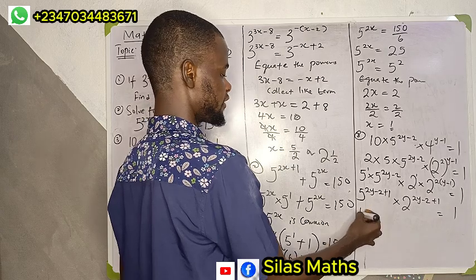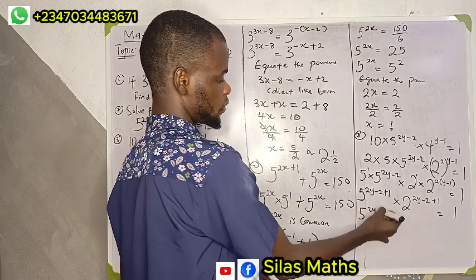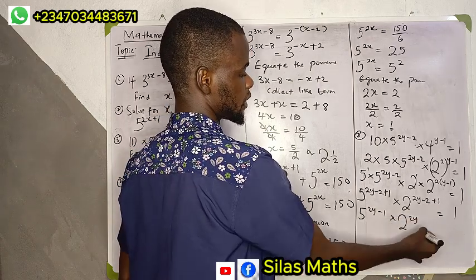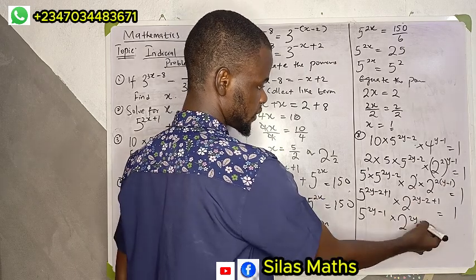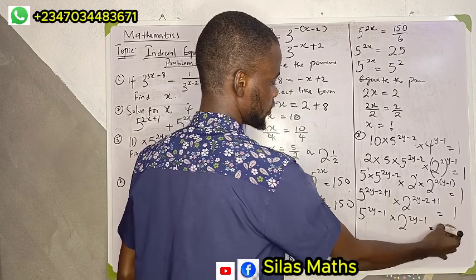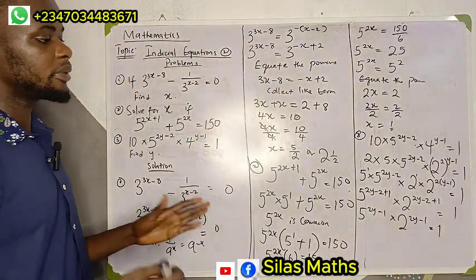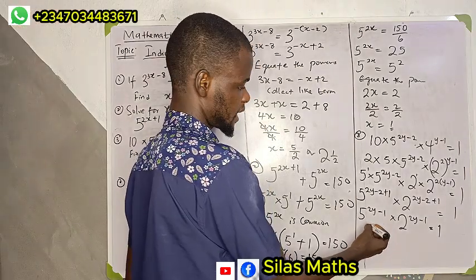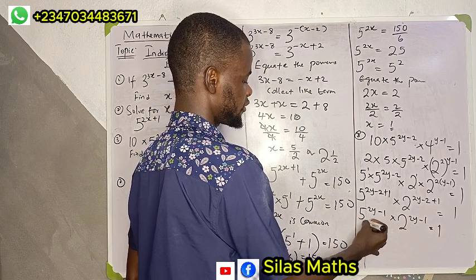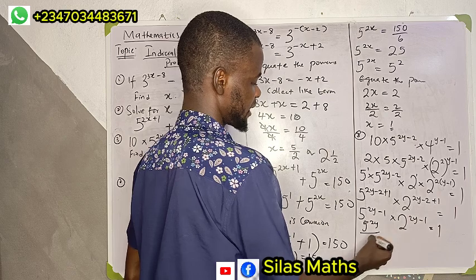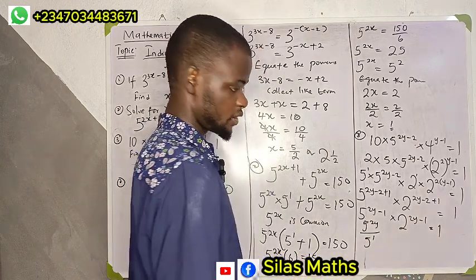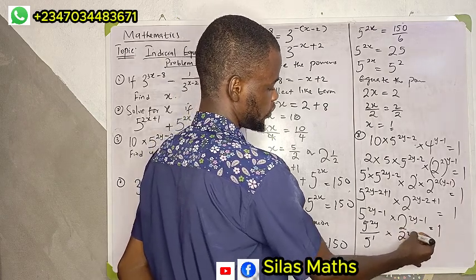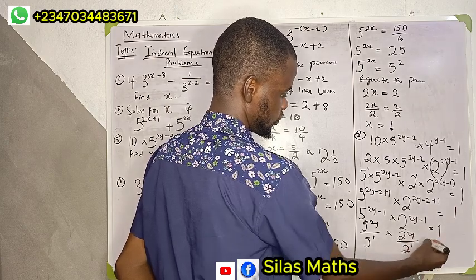We have 5 to the power of 2y minus 2 plus 1, which is going to give me minus 1, times 2 to the power of 2y minus 2 plus 1, which also will give us minus 1, equal to 1. Now at this point, remember our aim is to find the value of y. We can express this in this form by saying that this is 5 to the power of 2y divided by 5 to the power of 1, right? Yes, we can do that. So this will also give us times 2 to the power of 2y divided by 2 to the power of 1 equal to 1.